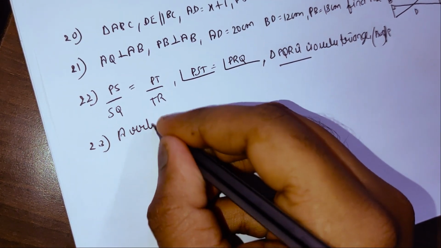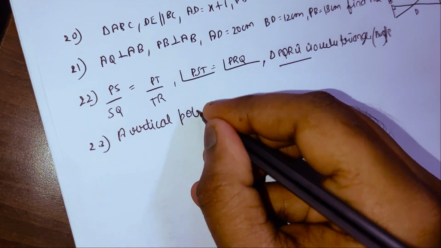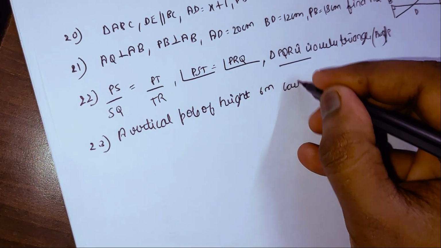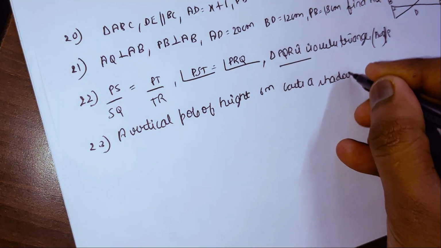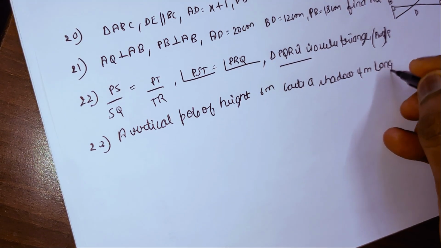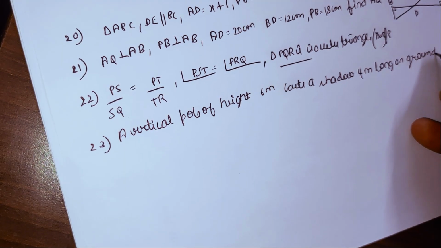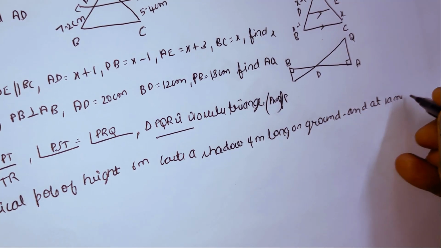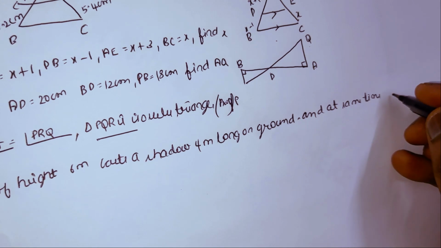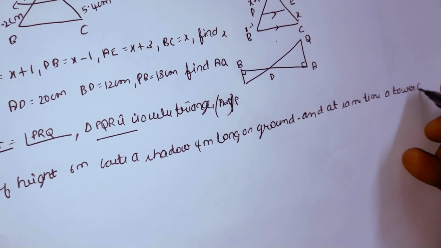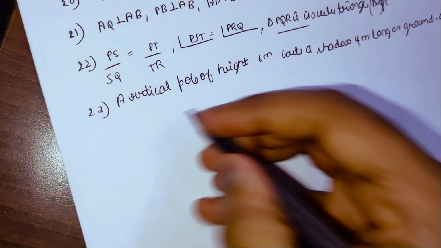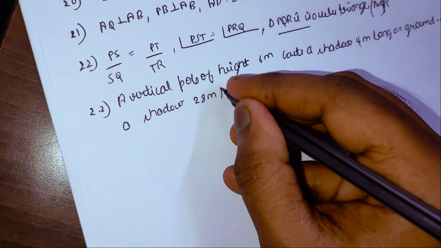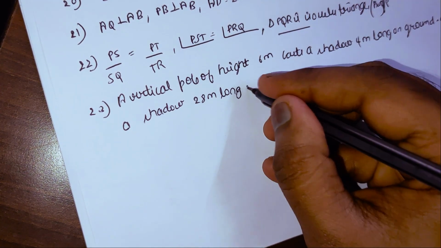A vertical pole of height 6 meter casts a shadow 4 meter long on the ground. And at the same time a tower casts a shadow 28 meter long. Find the height of the tower.